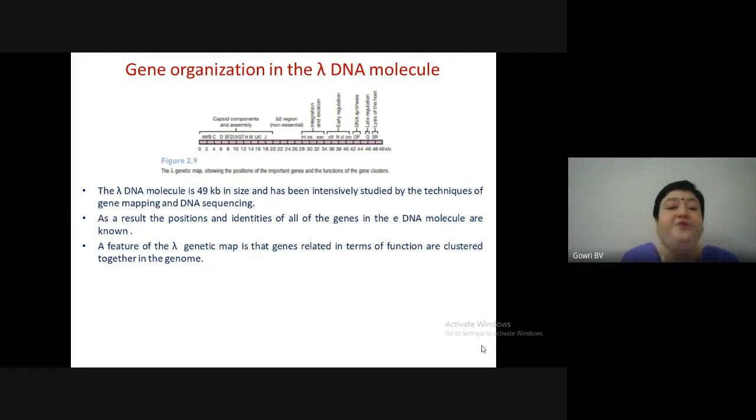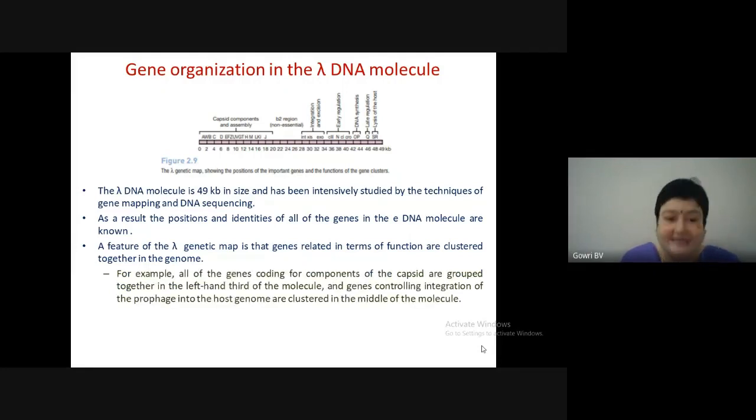A feature of the Lambda genetic map is that genes related in terms of function are clustered together in the genome. For example, all of the genes coding for components of the capsid are grouped together in the left-hand third of the molecule, and genes controlling integration of the prophage into the host genome are clustered in the middle of the molecule. So if you look into the picture again, you have a region called the B2 region between. They are non-essential regions. If you remove that and replace it with a foreign gene, you can very well use this DNA as a vector system. That is what this means.